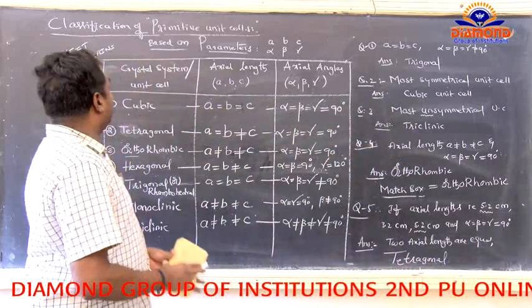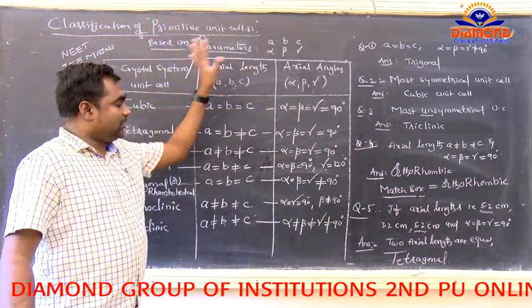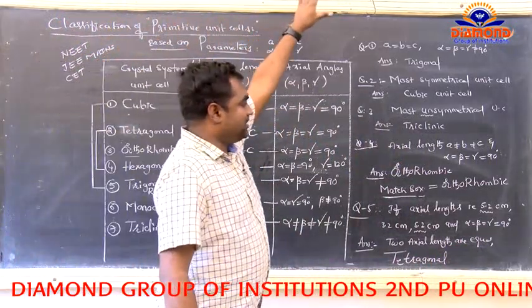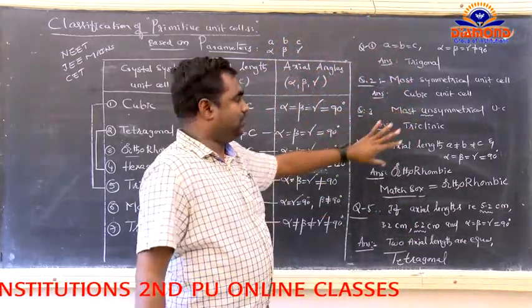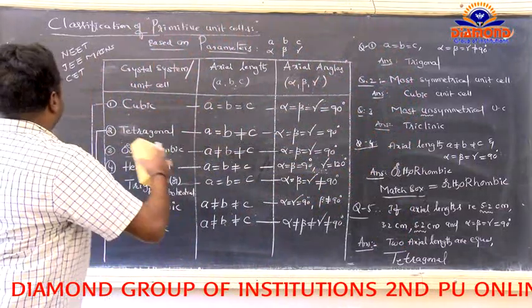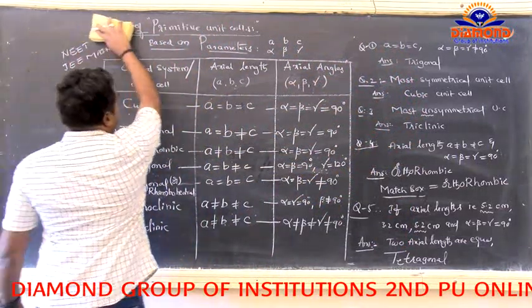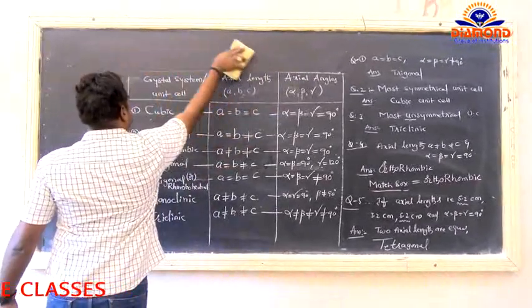So that was the total classification of primitive unit cells. That is the total table and the question set for this topic. Now I go to the next topic, which belongs to three-dimensional structures: the closed packing systems.